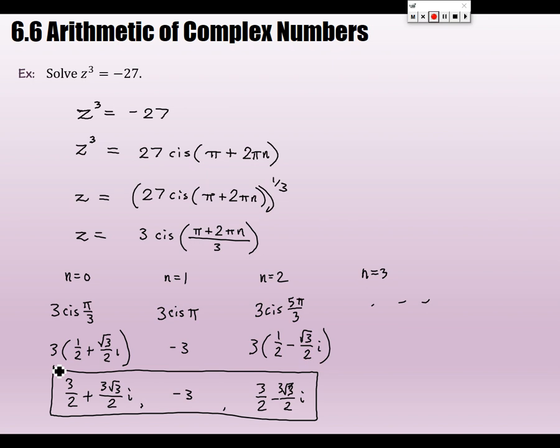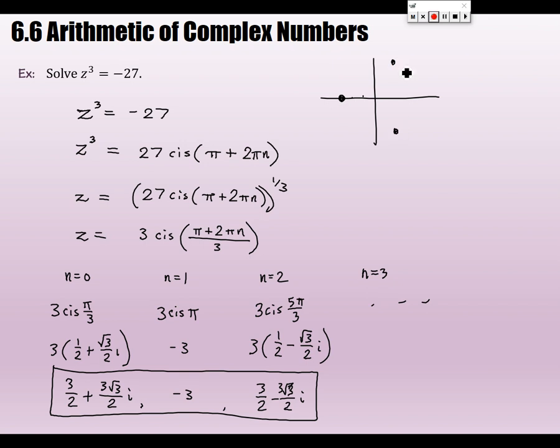So visually, what's happening here for this one, we get -3, we get 3/2 plus 3√3 over 2 i, and 3/2 minus 3√3 over 2 i. So those look like this if we're drawing these here: 1, 2, 3, and then here and here.